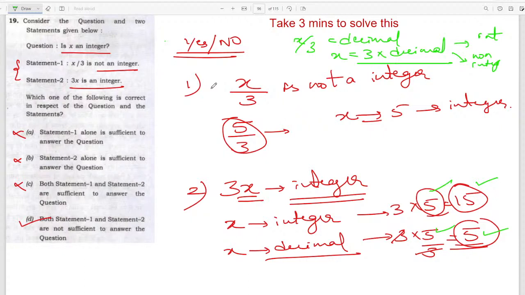No, x can be an integer. X can be an integer, and x can be a decimal. So we cannot clearly say x is not an integer. If the answer is no, that means x is not an integer, but x can be an integer.